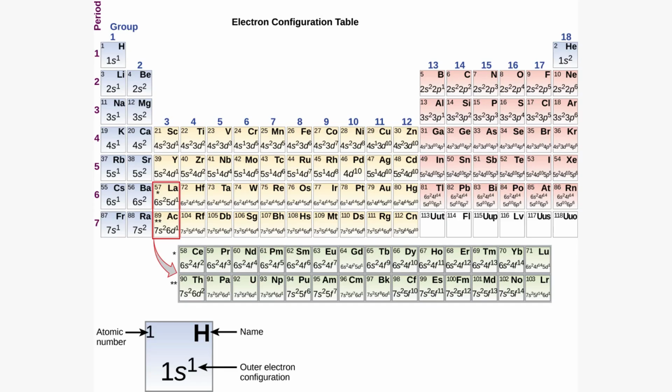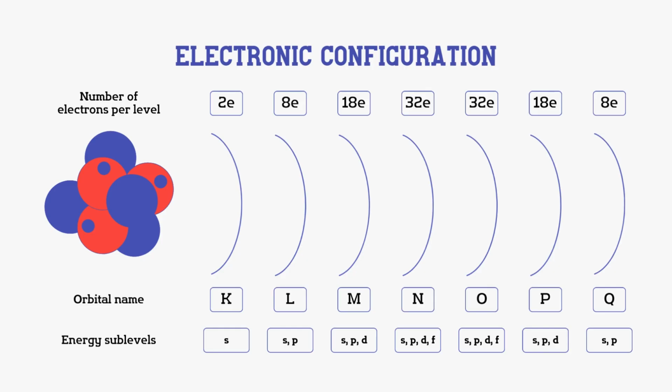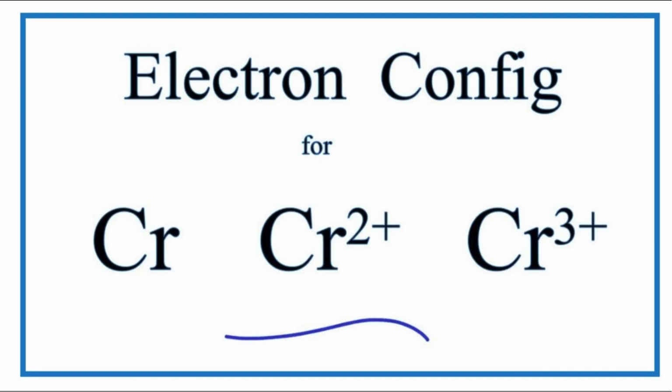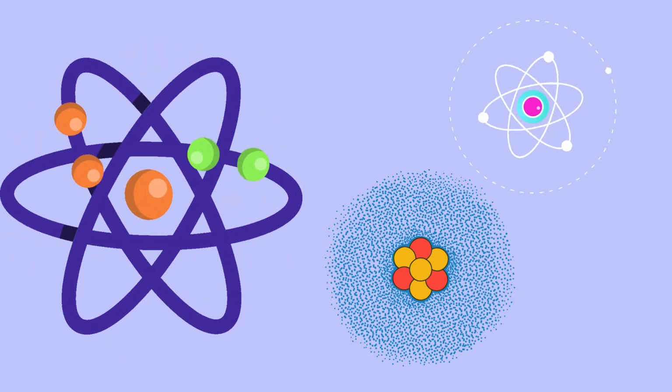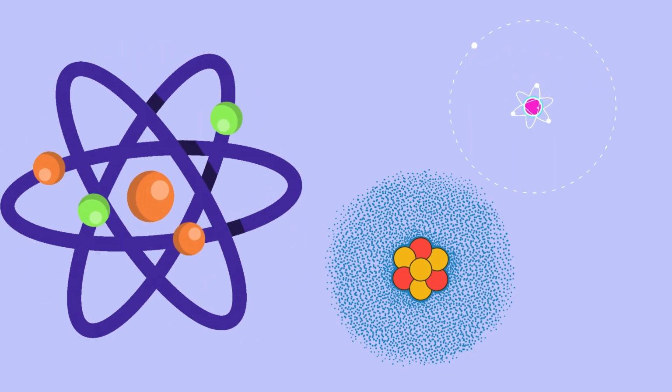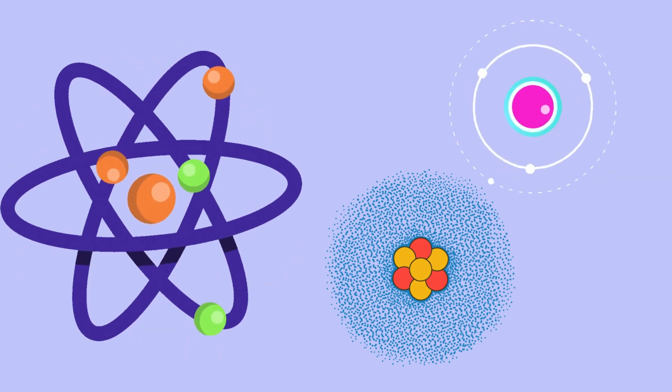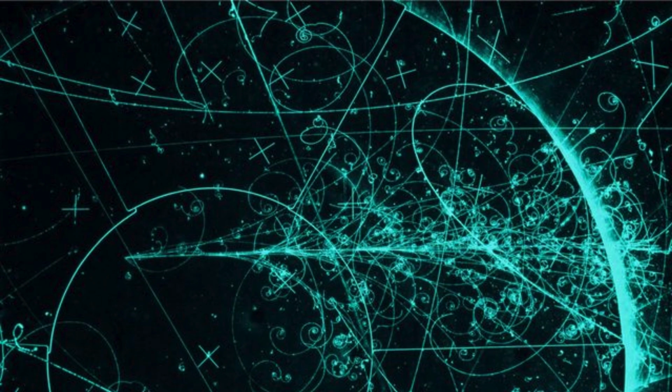It follows specific rules. Aufbau principle: electrons fill the lowest energy orbitals first before moving to higher energy levels. Pauli exclusion principle: no two electrons in an atom can have the same set of 4 quantum numbers. This means that each orbital can hold a maximum of 2 electrons with opposite spins. Hund's rule: electrons fill orbitals singly before pairing up. This maximizes the total spin, making the atom stable.